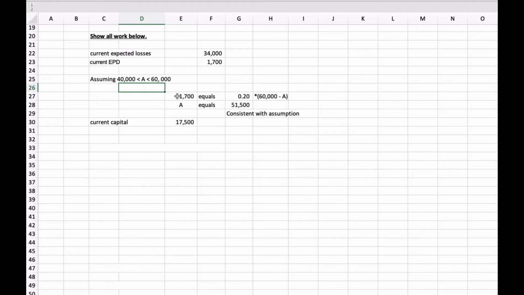Set the EPD 1700 equal to loss probability times deficit, 60,000 minus A. A is equal to 51,500. It's consistent with our assumption. The current capital is asset minus expected losses equal to 17,500.